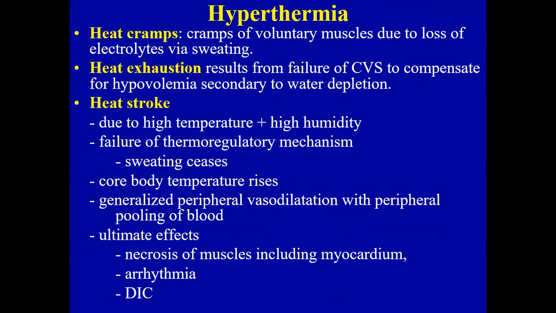There will be failure of thermoregulatory mechanisms with excessive sweating. Core body temperature will rise, with generalized peripheral vasodilatation and peripheral pooling of blood. The ultimate effect is necrosis of the muscle including myocardium, arrhythmia, and DIC, which is disseminated intravascular coagulation.